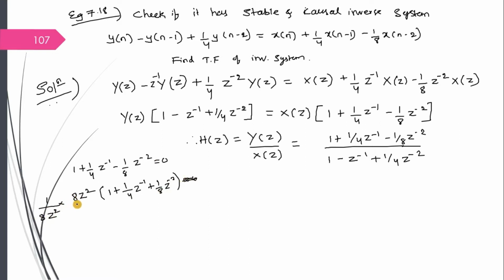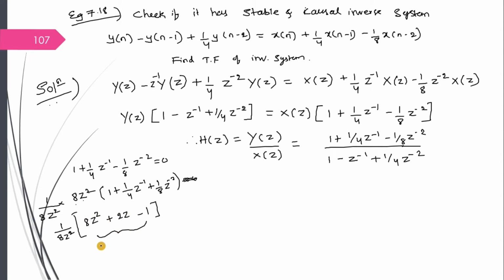So now I concentrate on 8z square and this one. So if I take it inside, what happens? This will be left as it is. So here 8z square plus 2z minus 1, right? So this is what you get. So I'll solve for this. So to solve for this, I only solve this one.